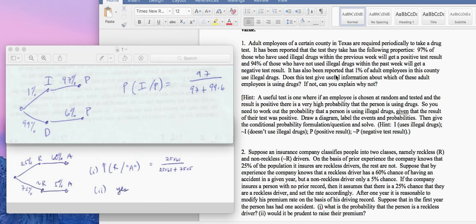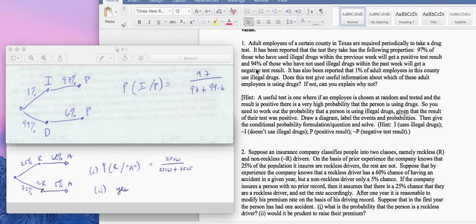It's been reported that 1% of adult employees in this county uses illegal drugs. That's pretty low. So let's suppose you're in a good place, affluent, a lot of workers. 1% only are actual illegal drug users. Now the question is, does this test give you useful information about which of these adult employees is using drugs? So you think, oh, if it's 97% reliable for those actually using drugs and 94% reliable for those not using drugs, sure, shouldn't it give you reliable results?